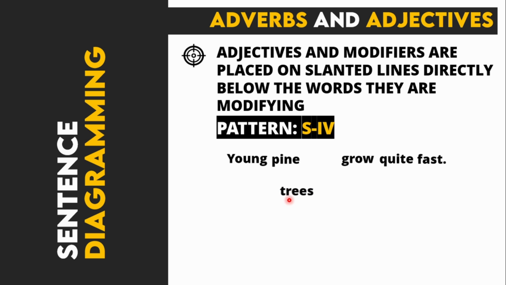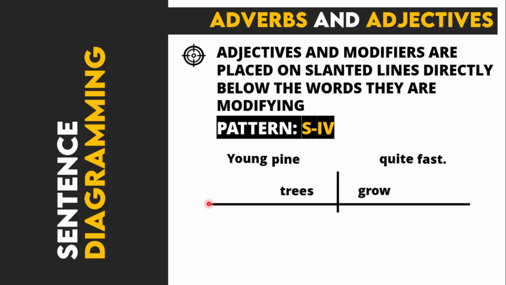Again, the subject will be trees. It's one of the most important words in the subject. Okay, but if you're going to be asked what the simple subject would be, it's just trees, followed by the word grow, which is just a simple predicate. So now you have been reminded to draw a horizontal line first and a vertical line, and then you divide the sentence into two, the subject and the predicate.